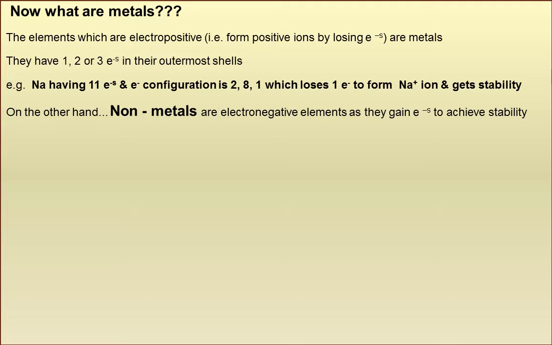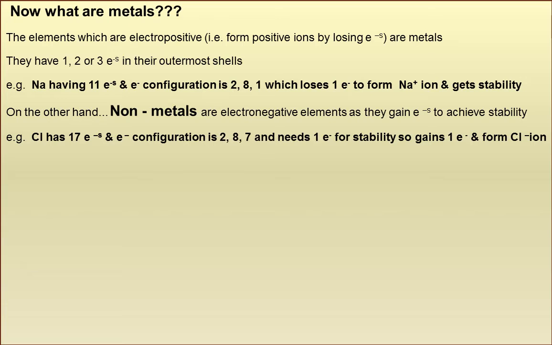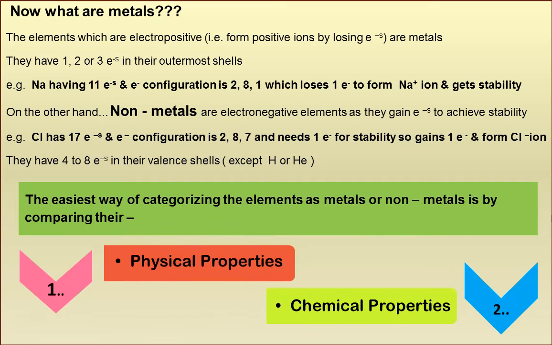Now, on the other hand, non-metals are electronegative elements as they gain electrons to achieve stability. For example, chlorine has 17 electrons and electronic configuration is 2, 8, 7, which needs 1 electron for stability, so it gains 1 electron and forms chloride ion. So non-metals have 4 to 8 electrons in their valence shell. The easiest way of categorizing the elements as metal and non-metal is by comparing their physical properties or chemical properties.